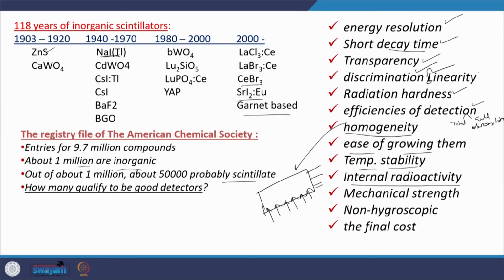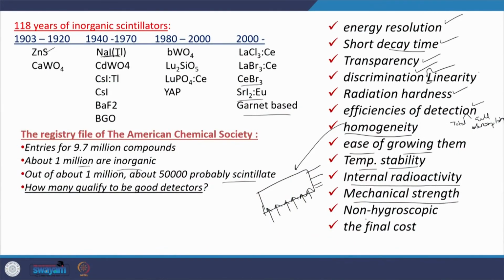So, the detector should not contribute to the radioactivity, otherwise the count rate that we are looking for will be overlapped with the reaction products of the nuclear reaction. Okay. So, how good is it in terms of mechanical strength, whether it is hygroscopic or non-hygroscopic. If it is hygroscopic, you have to encase it in some aluminum kind of casing, okay, and then of course the final cost. So, all these parameters come into the picture when we decide on any scintillation detector.